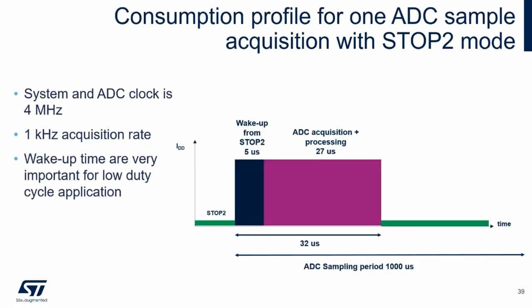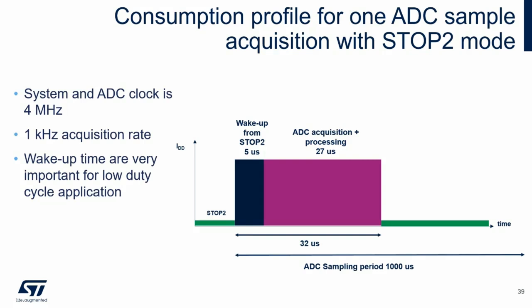Let's now have a look at a consumption profile for one ADC sample acquisition. When the STM32L5 is in stop 2, the consumption is just a few microamps. When it wakes up and the core starts to execute at 4 MHz, the consumption is at a level of hundreds of microamps, so it's very important that the active phase is as short as possible. To wake up from stop 2, it takes approximately 5 microseconds. To start the ADC acquisition, store the value and clear the wake-up flags takes less than 30 microseconds.